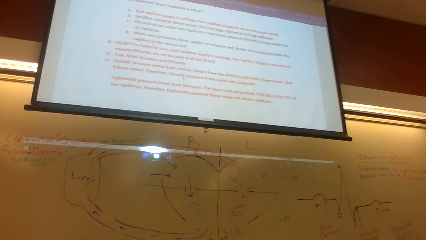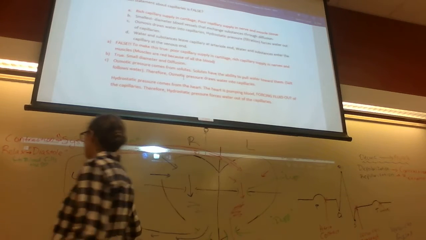Osmosis, if we got into the urinary system, draws water into capillaries, and hydrostatic pressure forces water out of capillaries. We're going to go over osmotic and hydrostatic pressure shortly. And water and substances leave capillaries at the arterial end, and water and substances enter capillaries at the venous end. So I'm going to erase this.